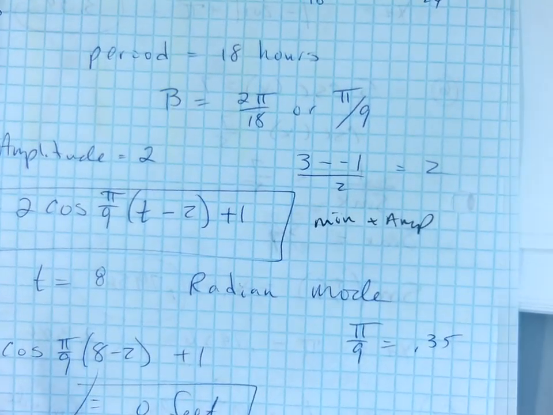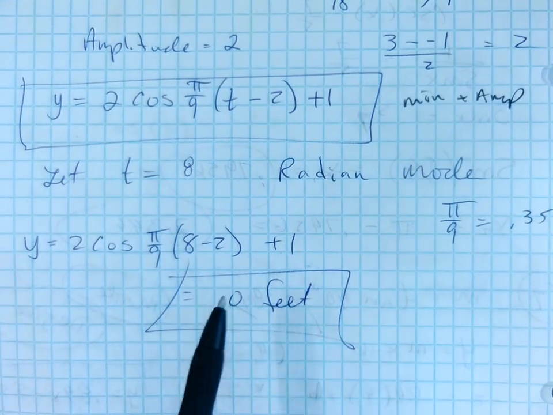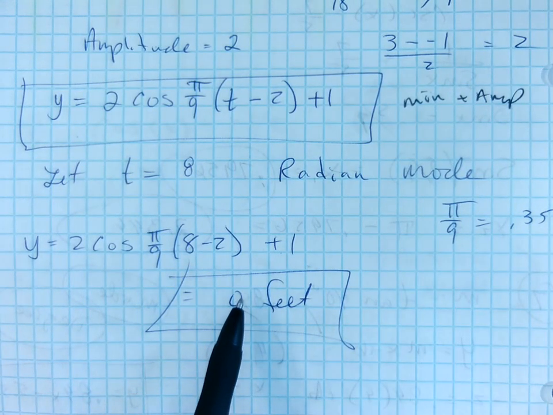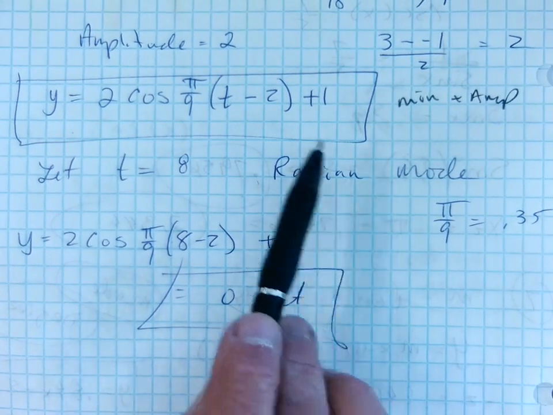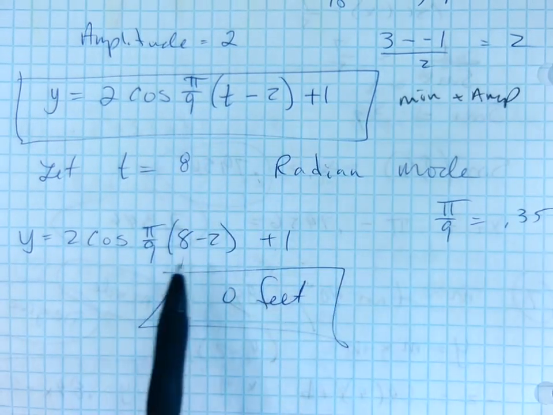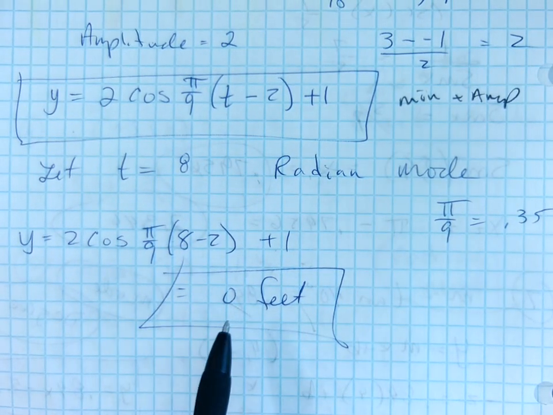All right, now, if I want to find out what the height is at 0 feet, I have to go back and make sure I'm in radian mode because I'm using pi, and then I'm just going to plug 8 in. I use my calculator, I get about 0 feet.